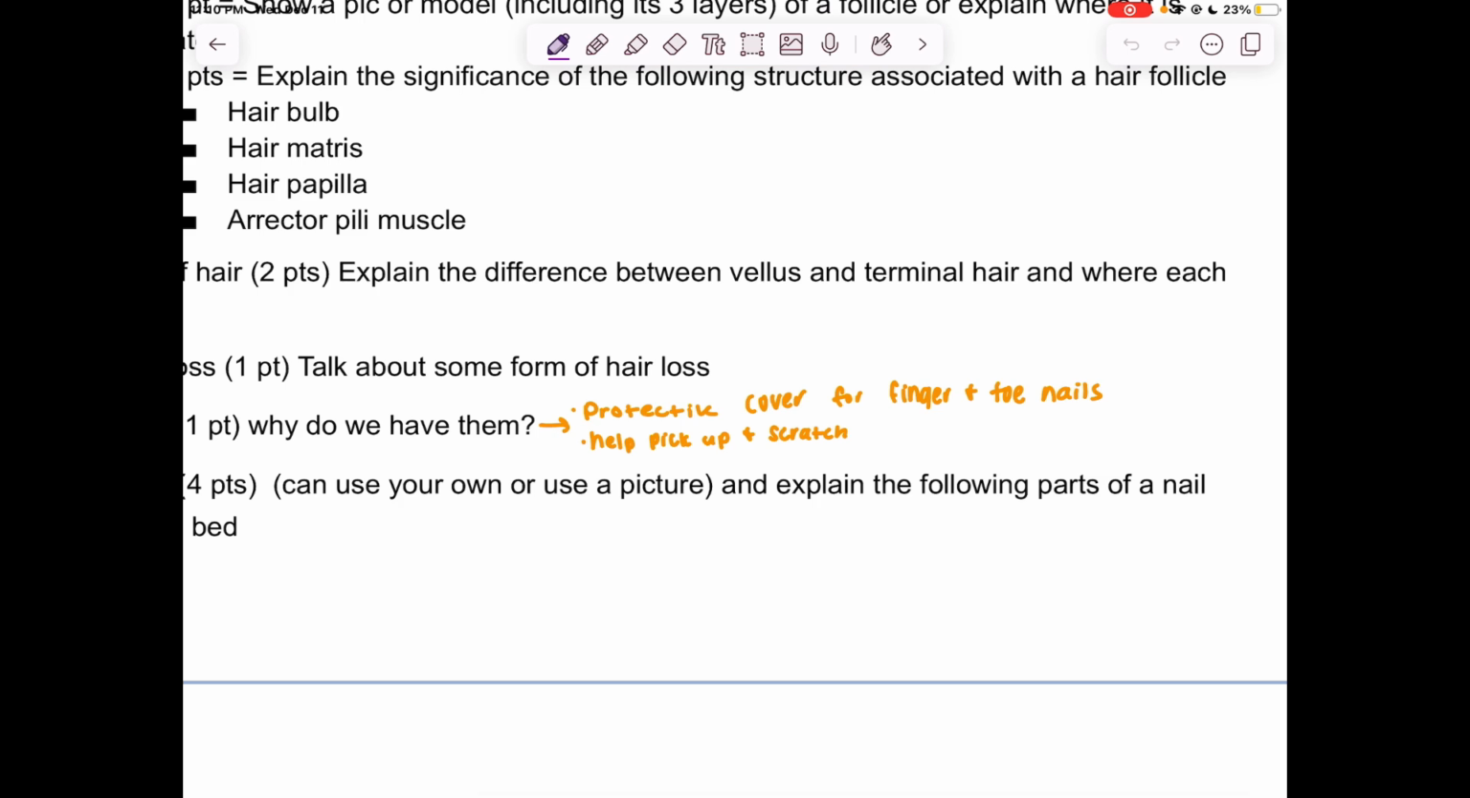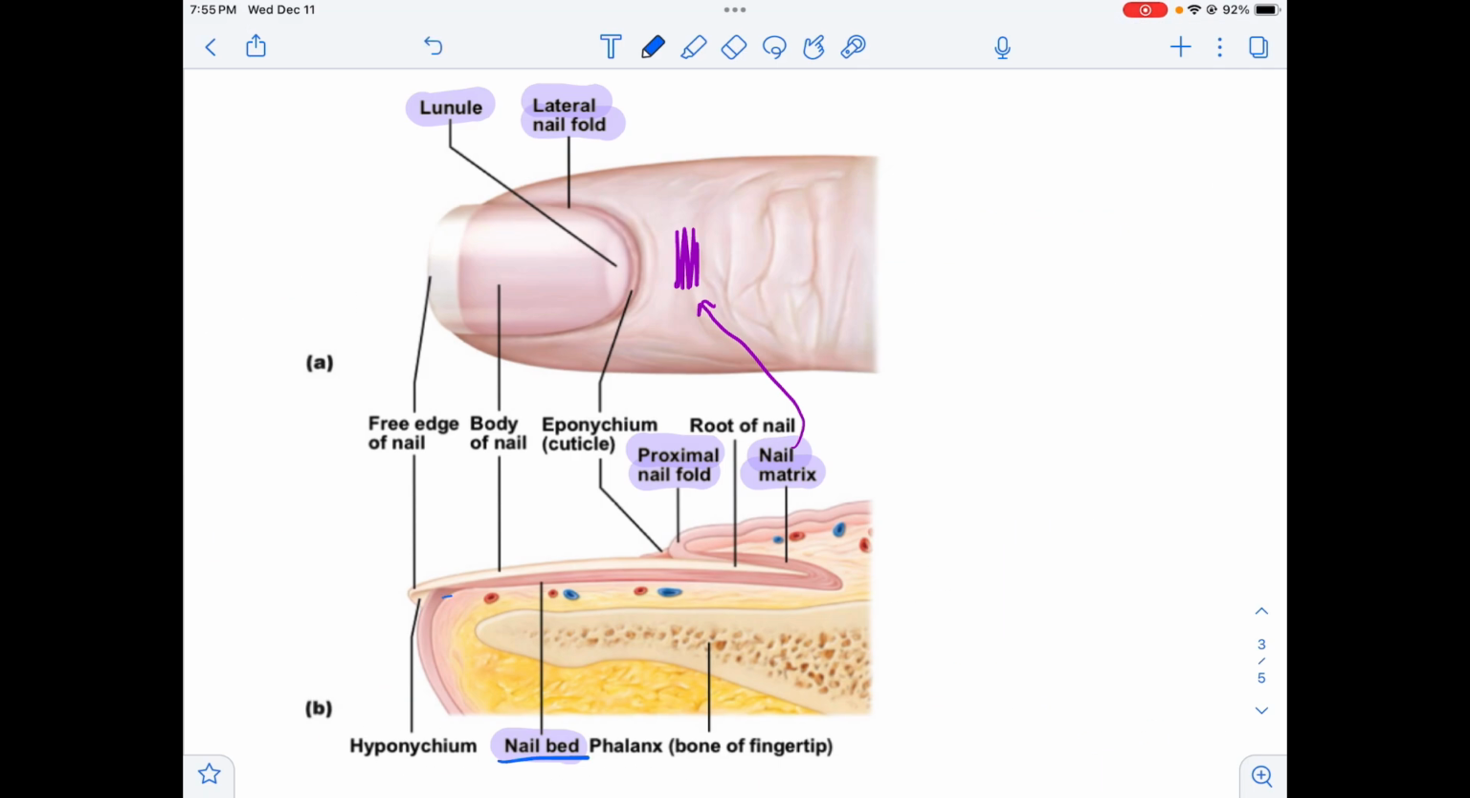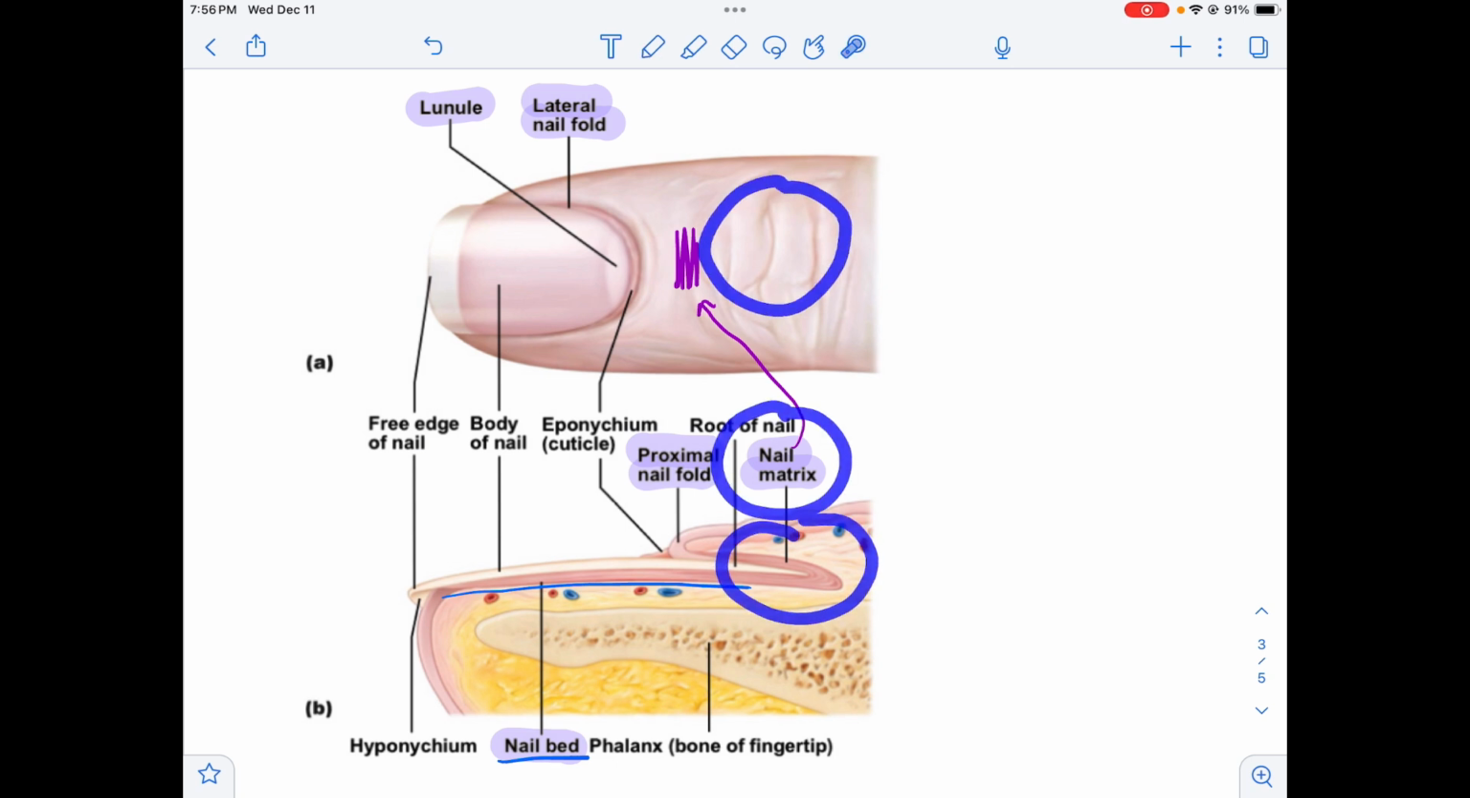Nails are for protective purposes. They cover our finger and toenails and help pick up and scratch different things. The nail bed is the skin seen beneath the body of the nail. The matrix is at the end of the nail, closer to the joint, and is where the hard keratin nail begins to grow, even before the nail emerges from the skin.